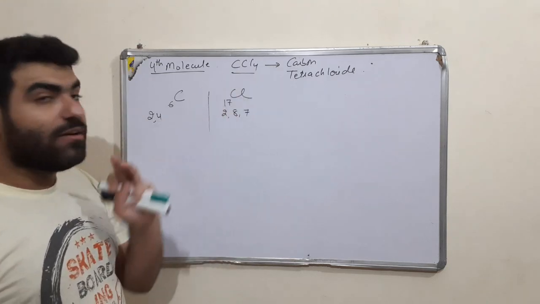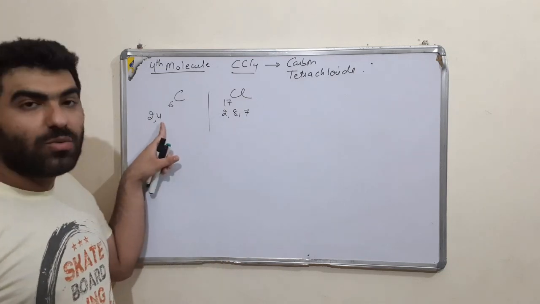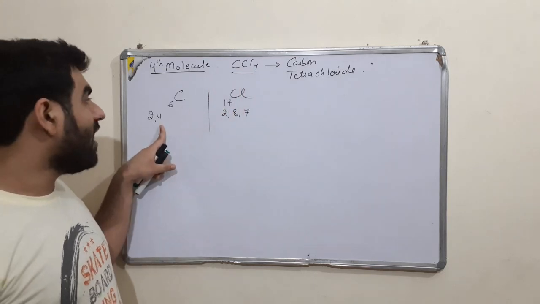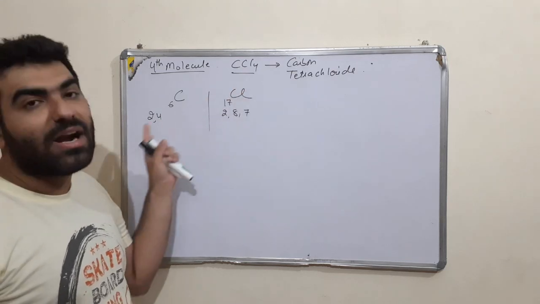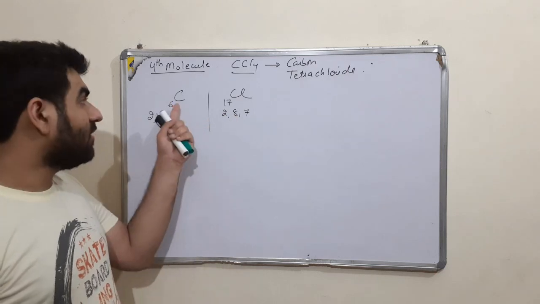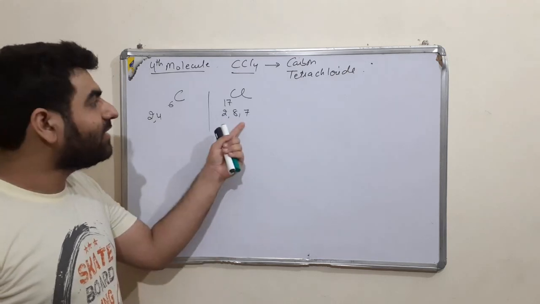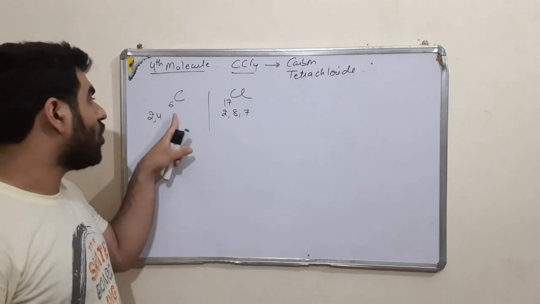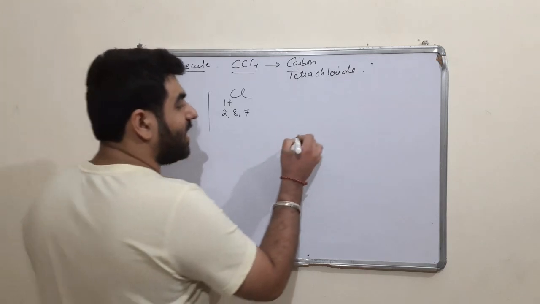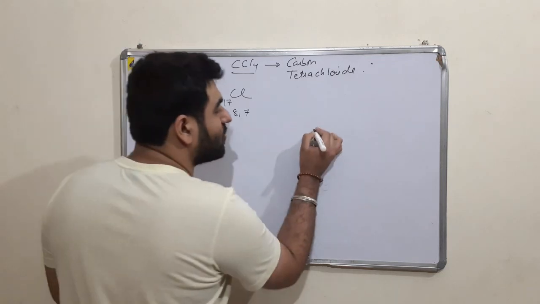So how many chlorine are there? 4. Each of the 4 chlorine will share 1 electron with carbon, so carbon's demand will be completed. Chlorine requires 1 electron and carbon has 4 electrons in its valence shell, so each chlorine will get 1 electron from the carbon. Obviously this would be carbon centric. Carbon will be the center and chlorine around its corners.